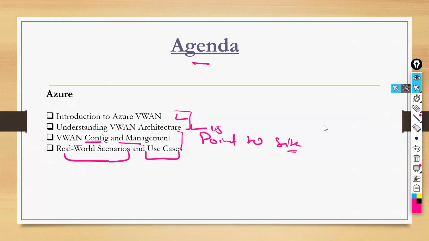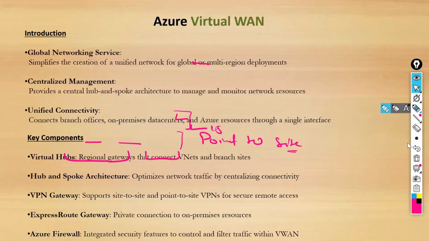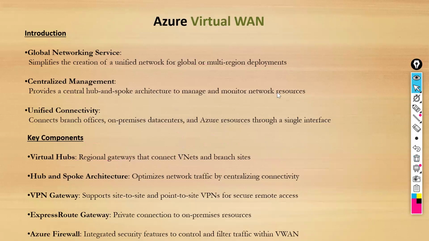Now, we'll go to the demo in a while, but before that, let's cover some important topics, the mandatory terminologies for VWAN. On the lighter side, what is VWAN? It's a global networking solution which covers all of your regions in one place.